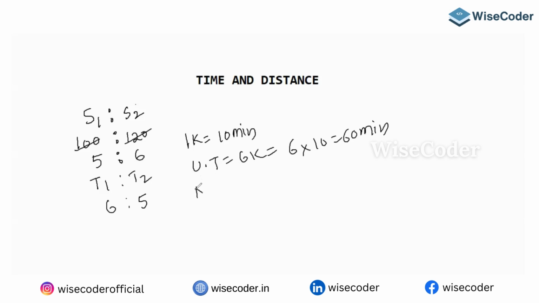Okay, if you want the new time, that is nothing but 5k. So 5 into 10, that will give you 50 minutes. Yes, it's 10 minutes less. This is how you can answer your particular question.